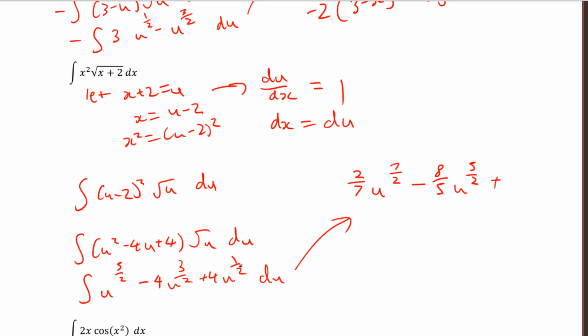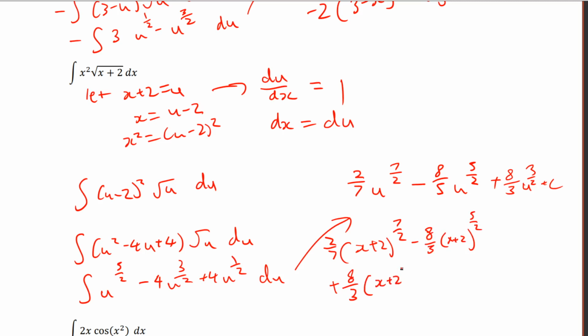And then this goes to 3 on 2. And then I divide by 3 on 2, the same as multiplying by 2 on 3. So that is 8 on 3. And then plus c. So then overall I'll have 2 on 7 times x plus 2, since x plus 2 is u, to the 7 on 2, minus 8 on 5 times x plus 2 to the 5 on 2, plus 8 on 3 times x plus 2 to the 3 on 2, plus c. So yeah, I get a pretty long equation, but this will be my final answer, like this.